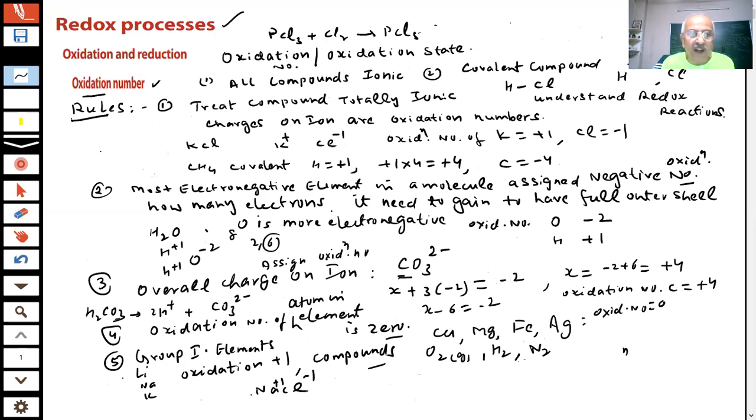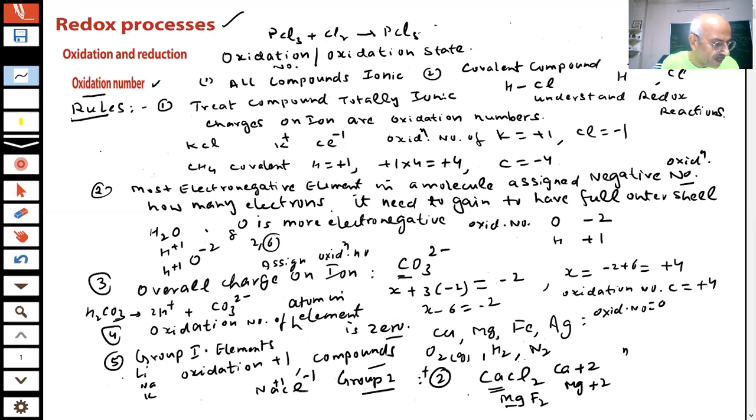And for group 2, the oxidation number will be plus 2. For example, calcium chloride, this is a group 2 element. Magnesium fluoride, this is a group 2 element. Here calcium is plus 2, magnesium is plus 2. These are the oxidation numbers. The maximum possible oxidation number for an element will be its group number.